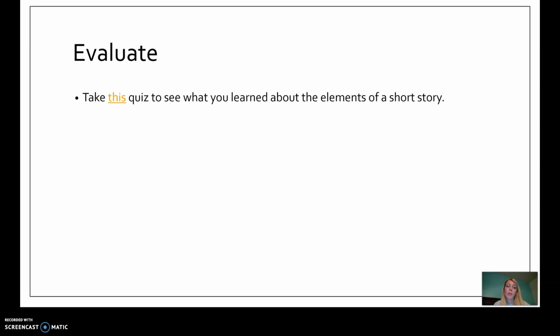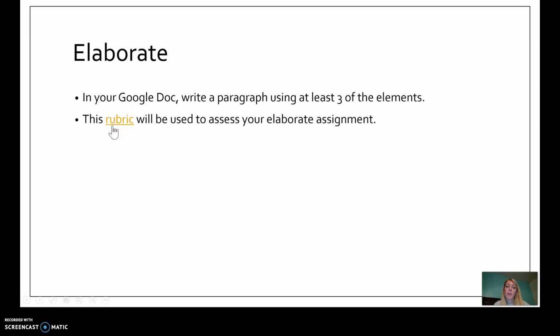For the evaluate portion, I'd like you to take this quick quiz to see what you learned about the elements of a short story. For the elaborate portion, in your Google Doc that you started earlier, please write a paragraph using at least 3 of the elements. And there's a rubric here on how you will be assessed.